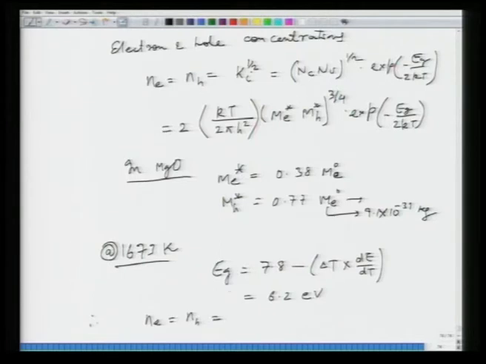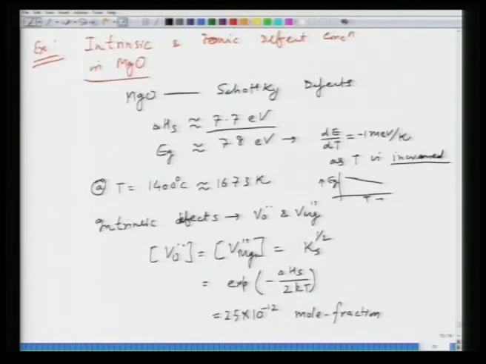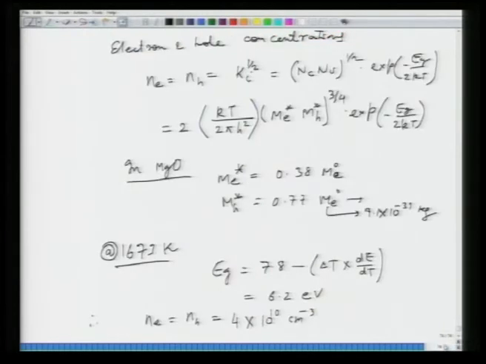This would give you Ne is equal to Nh. If you replace the value of temperature here, take the Boltzmann constant, the Planck's constant, Me and Mh naught, and we know what is Eg, you get about 4 into 10 to the power 10 per centimeter cube. So, now if you compare these two concentrations, here it is 4 into 10 to the power 10 per centimeter cube, and in the previous case it was 2.5 into 10 to the power minus 12 mole fraction. So, the question now is how to convert it to per centimeter cube.